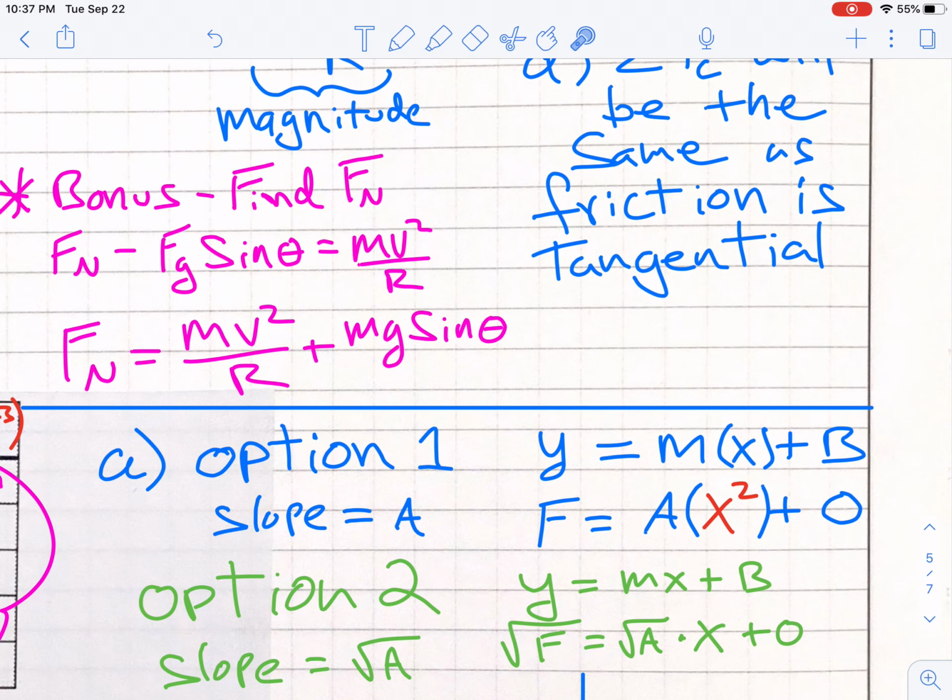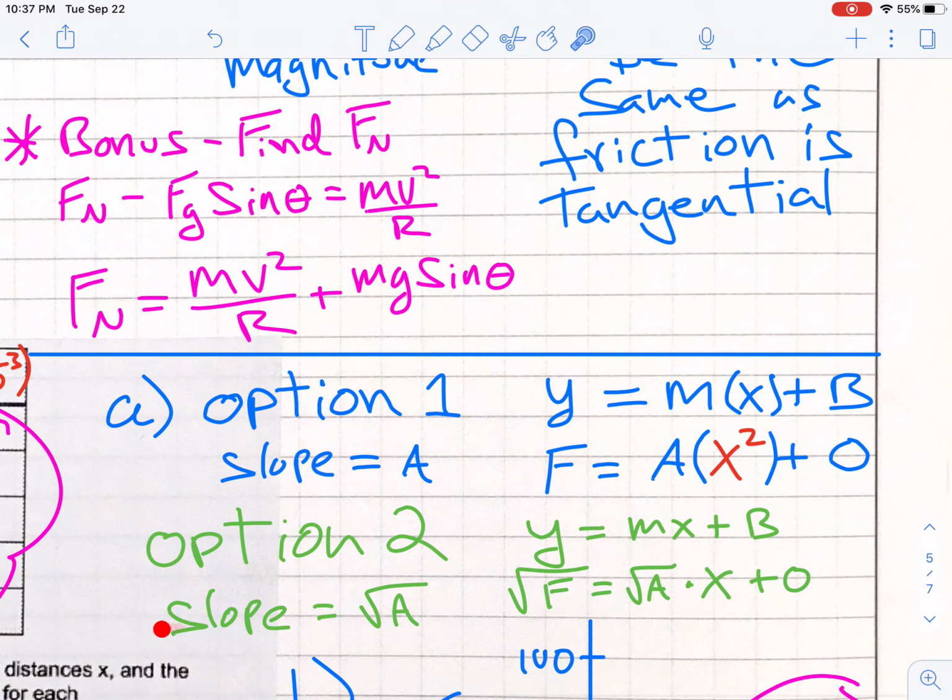Both of these options will work. They're both correct. You could do either one. The first one you'll probably find easier because in the first one, you will get your slope and it will be your answer. In the second one, you're going to have to find your slope, and then what are you going to have to do to it? You're going to have to square it. So there's like one more step in the second one.